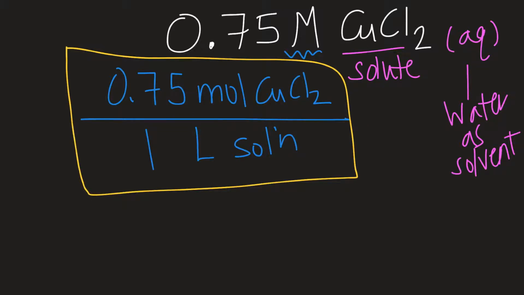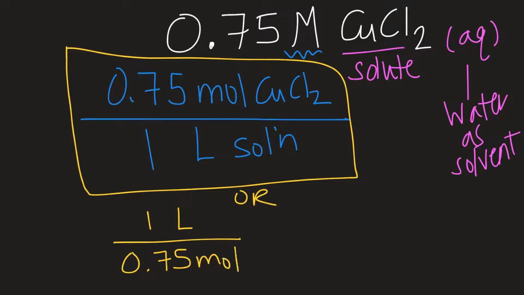And that's going to be really useful when you use these in stoichiometry problems or other dimensional analysis problems, when you recognize that big M is just a conversion factor that relates moles to liters. Don't forget, you're always allowed to flip your fraction. So you could also say in every 1 liter of this solution, there are 0.75 moles of the CuCl2, right? You're always allowed to flip your fractions.